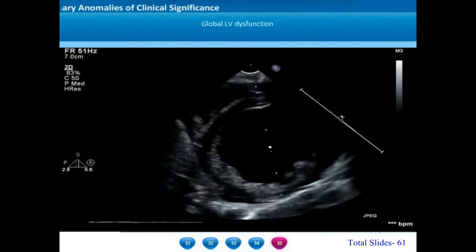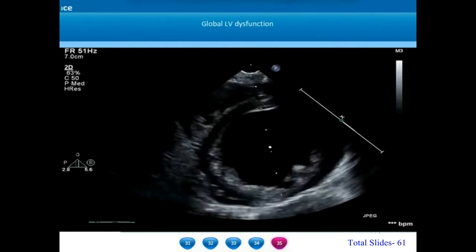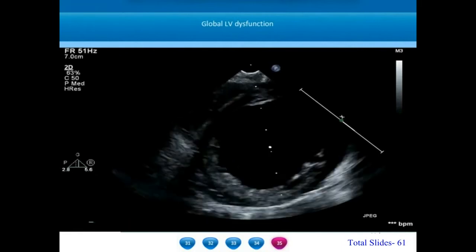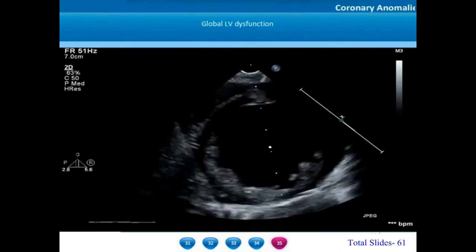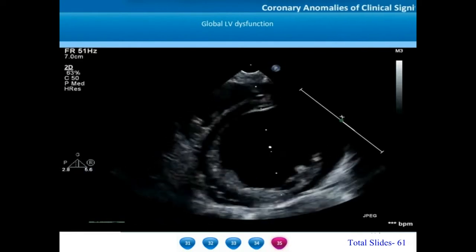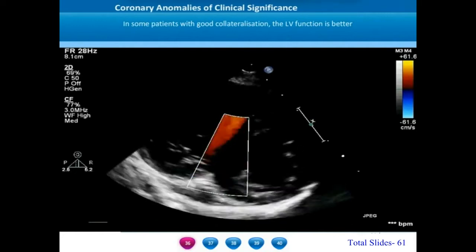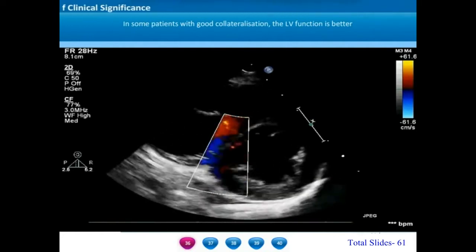However, this sort of regional wall motion abnormality is not seen in all patients with ALCAPA. This is another patient with ALCAPA which has almost global left ventricular systolic dysfunction. In some patients where there is an excellent collateralization, the left ventricular function will be very good.